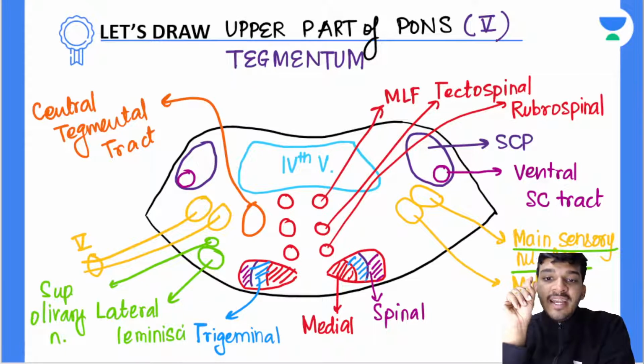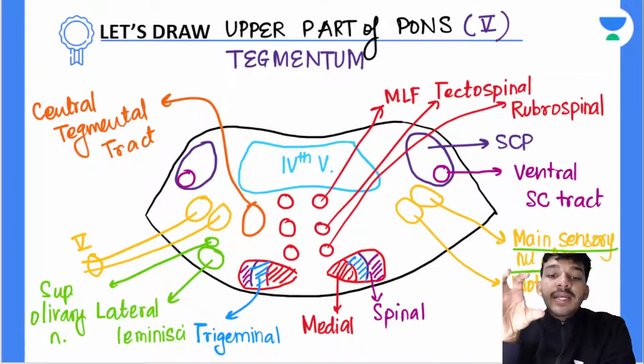Trigeminal lemniscus contains fibers from the spinal nucleus of the trigeminal nerve, and it is going to the thalamus. Lateral lemniscus is part of the auditory pathway, right? Please remember, it is part of the auditory pathway, and it is very closely related to the trapezoid body and the superior olivary nucleus. Okay?